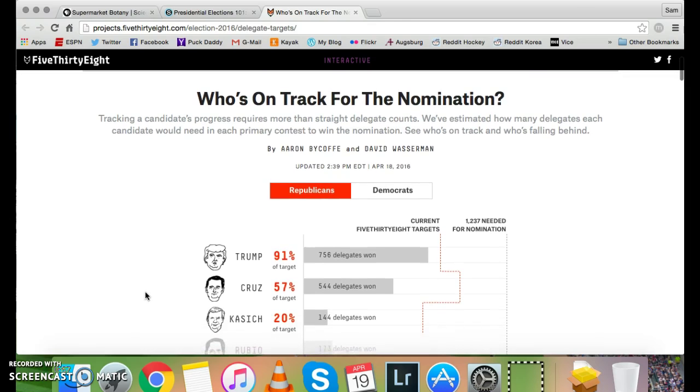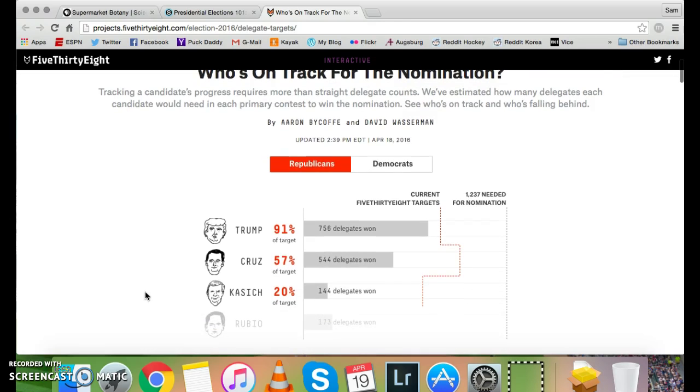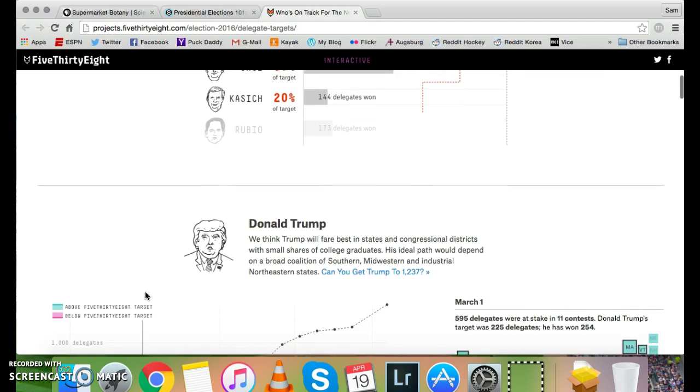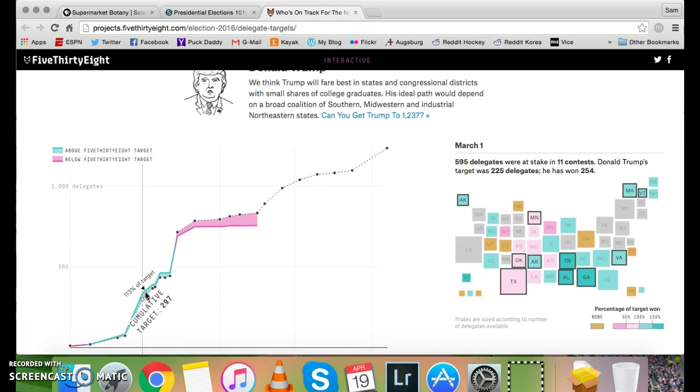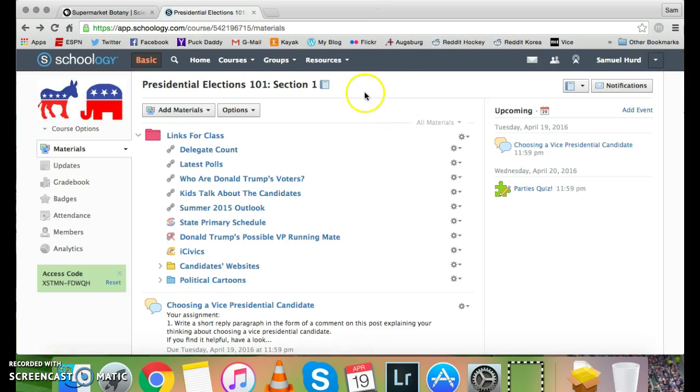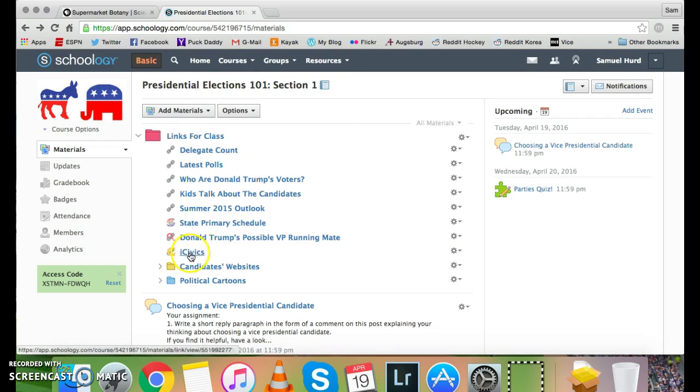I think it's the interface of some of these links. I tried to pick ones with interfaces that were a little bit more accessible. These just graphically seem to make sense a little bit more to me and might for students. There's a link in which kids talk about the candidates, just the summer outlook for where we started last summer and where we're headed. So predictions that people might have had, pollsters and various people in the process some time ago. There's an iCivics link.